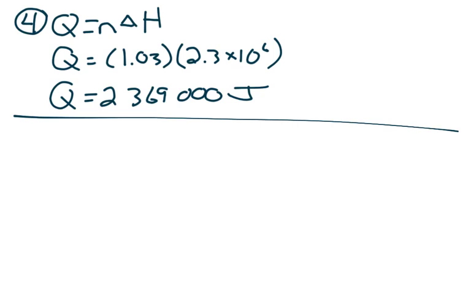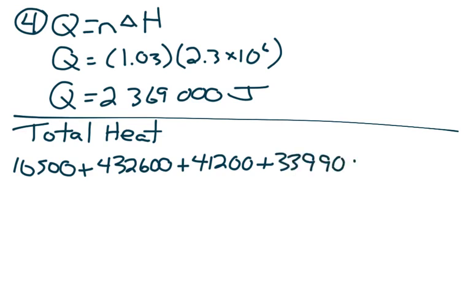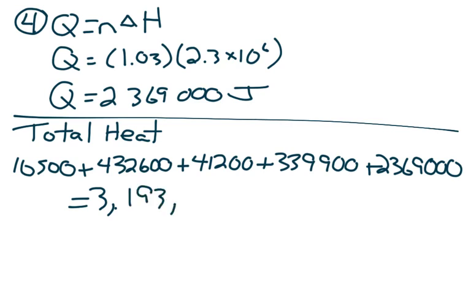So now we can find the total heat required for this entire operation, which would just be adding up all of the individual heats. So the 10,500, the 432,600, 41,200, 339,900, and 2,369,000 gives us a grand total of 3,193,200 joules.